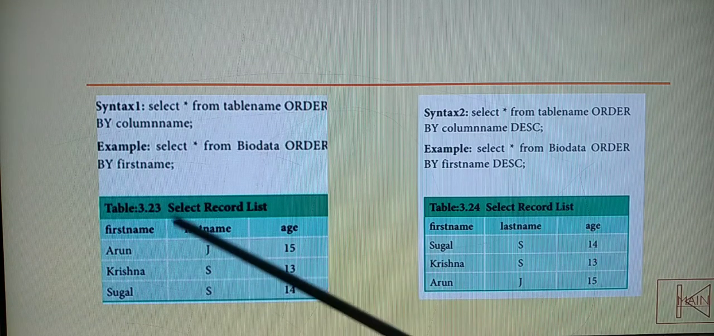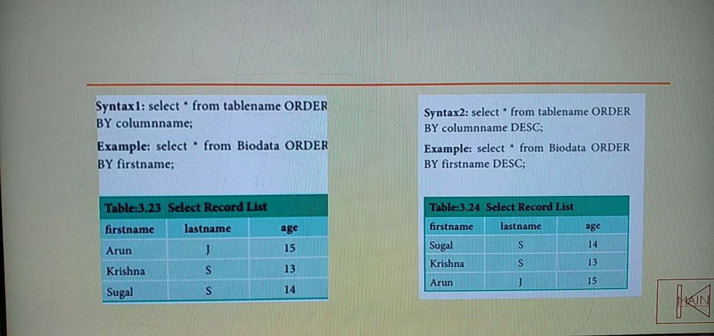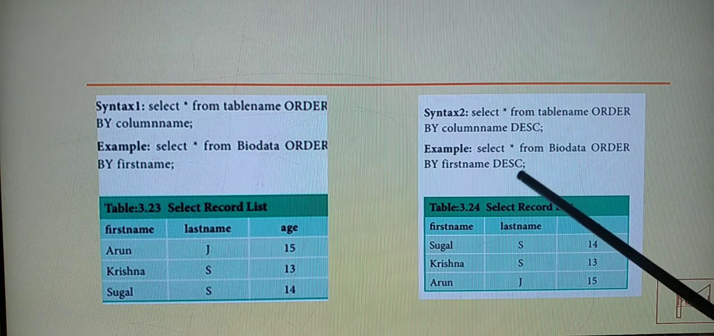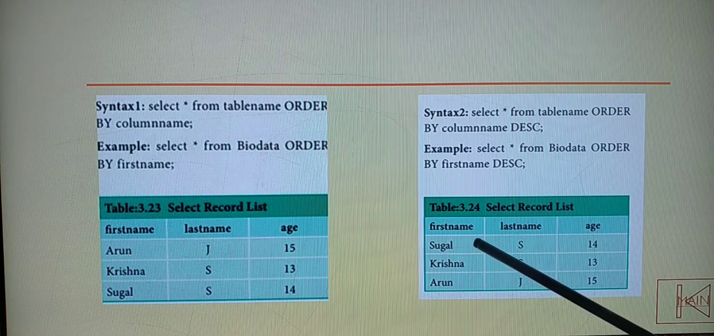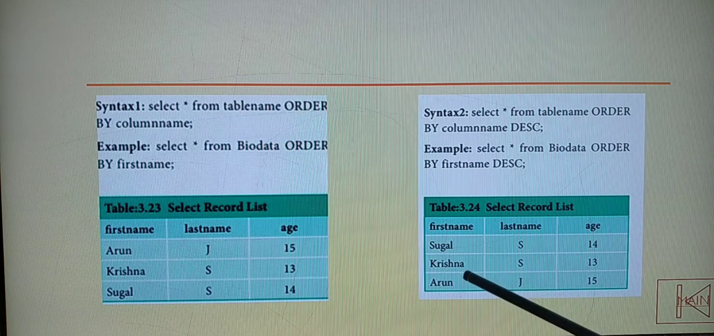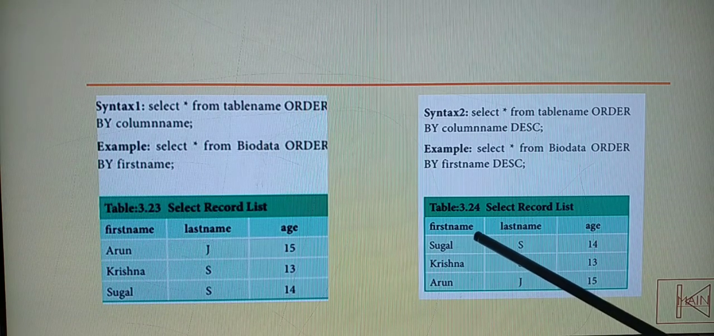The first one, they didn't specify anything, so the default one is ascending, so everything is displayed in ascending order. And the next, you have specified it is descending. Okay, so descending is from largest to smallest. So first it is Sugal, next one it is Krishna, next one it is Arun. So don't forget, just the first name only will be arranged.